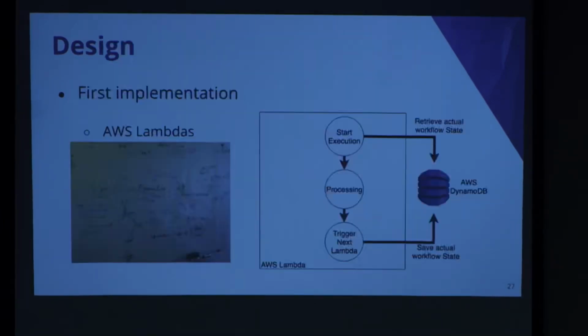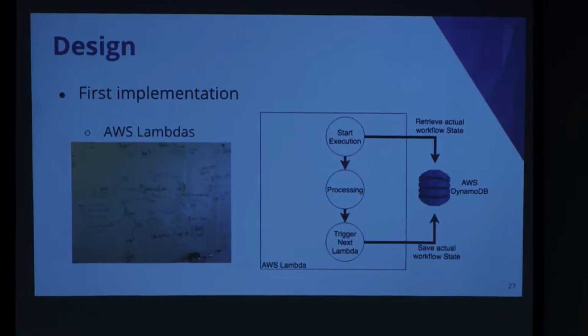So we started by drawing our ideas on the whiteboard, and it's quite confusing, but if you clean it up a bit, you end up with this small architecture where every Lambda starts its execution by retrieving the workflow state in DynamoDB, does its processing, executes the code, and then once it's done, saves the workflow state to DynamoDB and triggers the next Lambda.